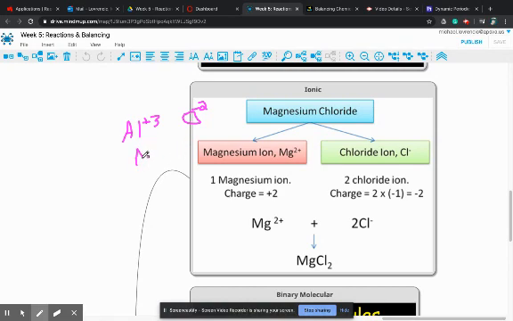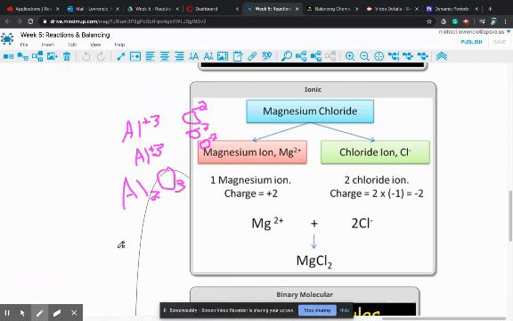Well, to get the 6 positives, we're going to need another aluminum to get a total of +6 positives. And we're going to need 2 more oxide ions to get a total of 6 negatives. Right? And so here's the combination that gives us our balance of charge. We have +6 and -6. So our formula is going to be Al with a subscript of 2, O3.